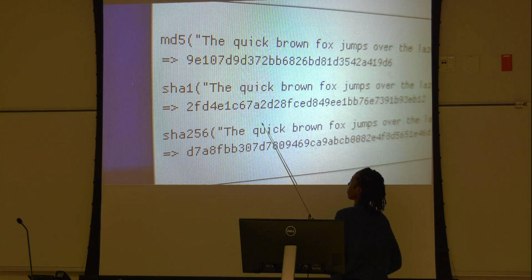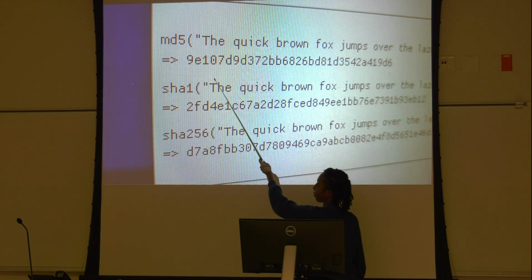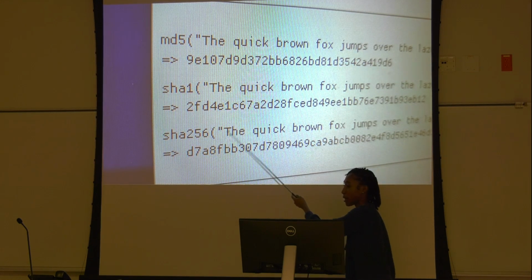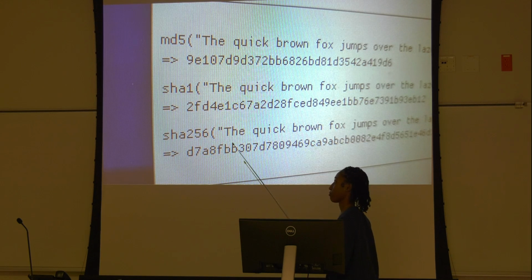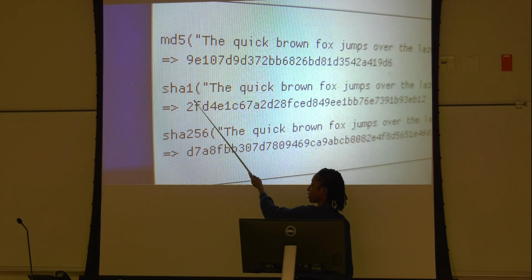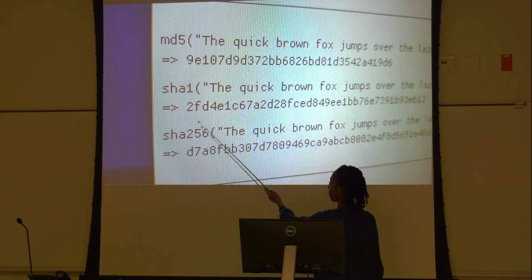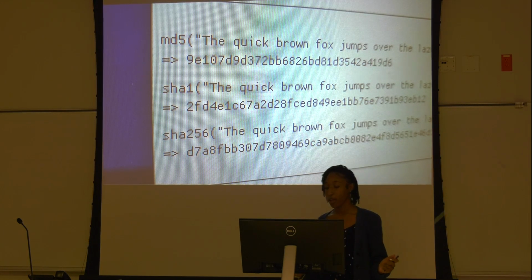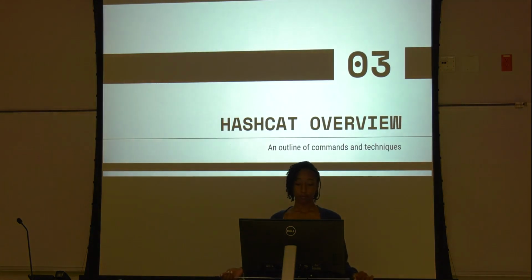So for "the quick brown fox jumps over the lazy dog," this is our output, and it will be different for each different type of hashing algorithm. In this case, for SHA-1, this is the output, and for SHA-256, this is the output. Same input, but different algorithms.